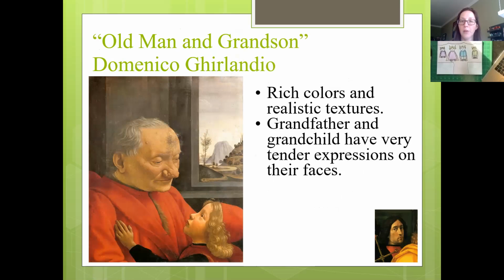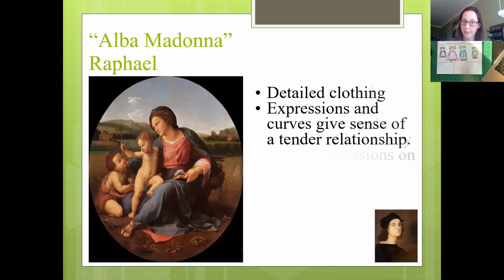This is An Old Man with Grandson by Domenico Ghirlandaio. It has rich colors and realistic texture. The grandfather and the grandchild have a very tender expression on their faces because you really love your grandparents. They tend to spoil grandchildren. Alba Madonna by Raphael has detailed clothing, and expressions and curves give a sense of a tender relationship between the Madonna and child.